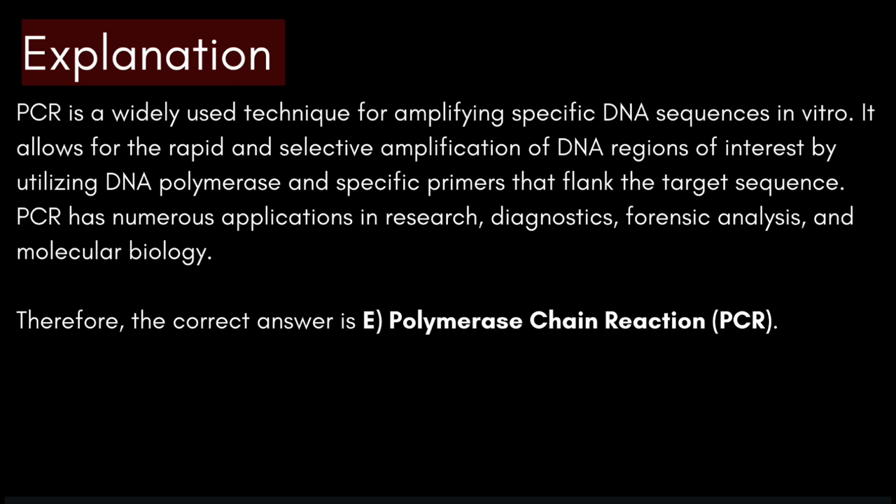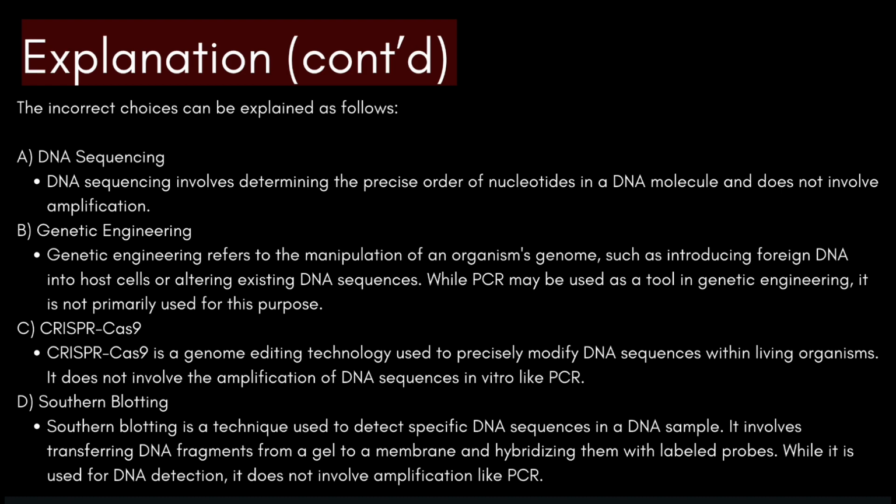Let's see why the other answer choices are incorrect. DNA sequencing involves determining the precise order of nucleotides in a DNA molecule and does not involve amplification. Genetic engineering refers to the manipulation of an organism's genome, such as introducing foreign DNA into host cells or altering existing DNA sequences. While PCR may be used as a tool in genetic engineering, it is not primarily used for this purpose. CRISPR-Cas9 is a genome editing technology used to precisely modify DNA sequences within living organisms. It does not involve the amplification of DNA sequences in vitro like PCR.